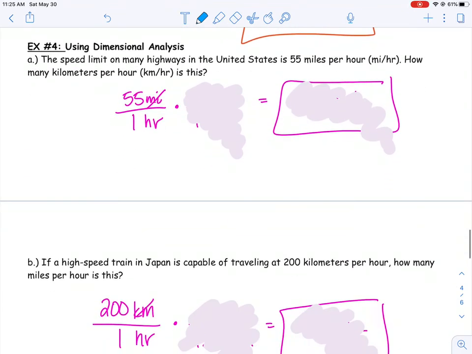All right, let's do a couple more. Here's example number 4. We have A and B. It says here the speed limit on many highways in the United States is 55 miles per hour. That might be a little bit old. I think they've increased that, but how many kilometers per hour is this? So if you're coming from another country, you're used to seeing kilometers per hour, not miles per hour. So you might need to convert it into kilometers per hour so it makes sense to you.